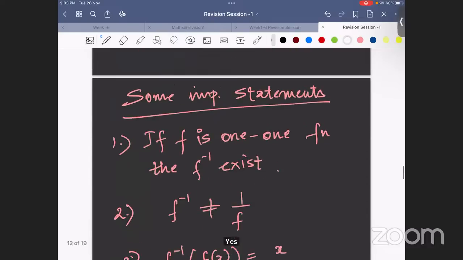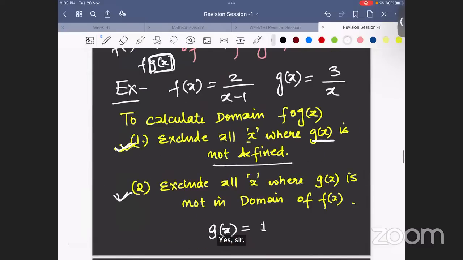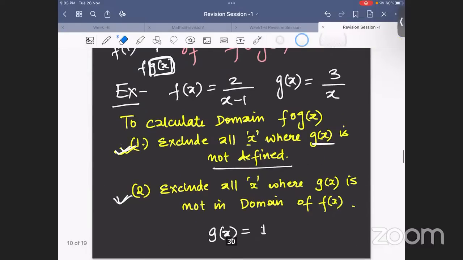Sir, if you don't mind, can we take another example? One more example. Can you please scroll down to write the point? Okay, let me think of some example. So the domain of f of g(x) would be all reals minus 0 and 3. Except 0 and 3. Yeah, 3, correct.